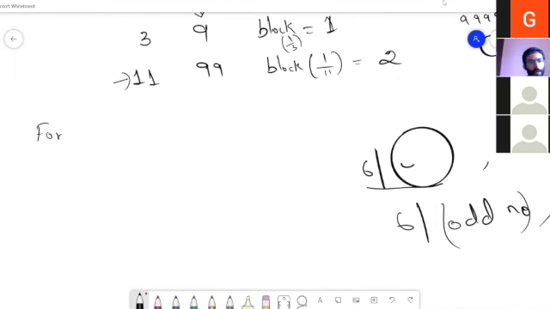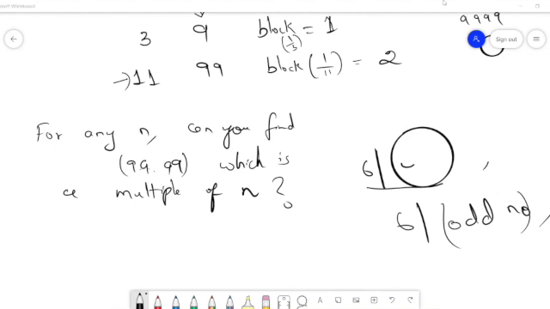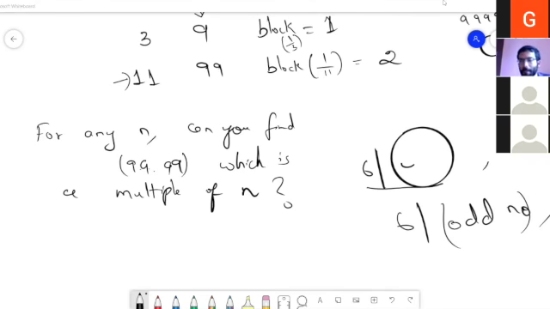For any n, can you find a sequence of 9s which is a multiple of n? So in this, the block length is the same as the number of 9s required, which will be the multiple, right? Is it okay? If yes, what is this bizarre connection?